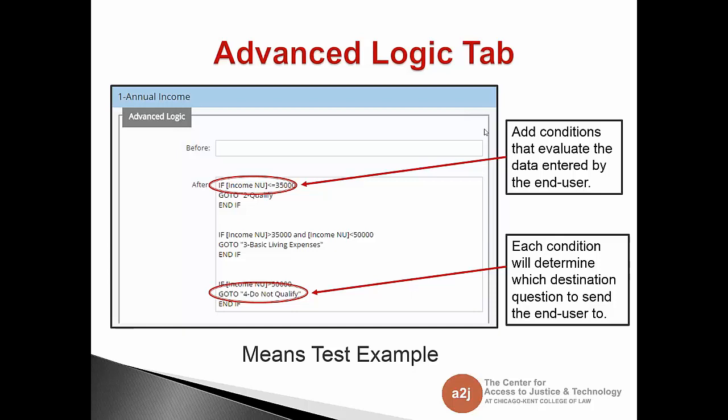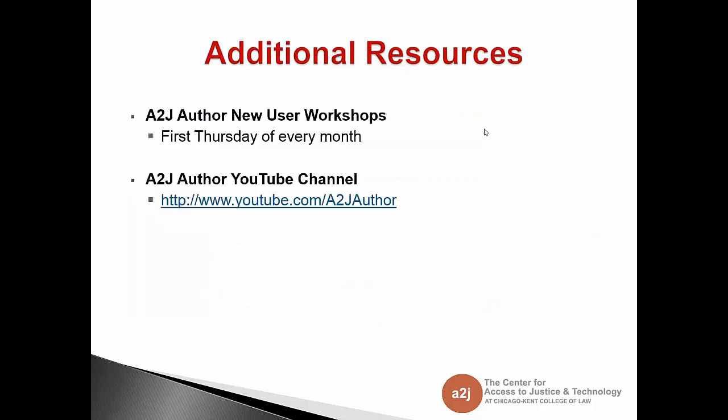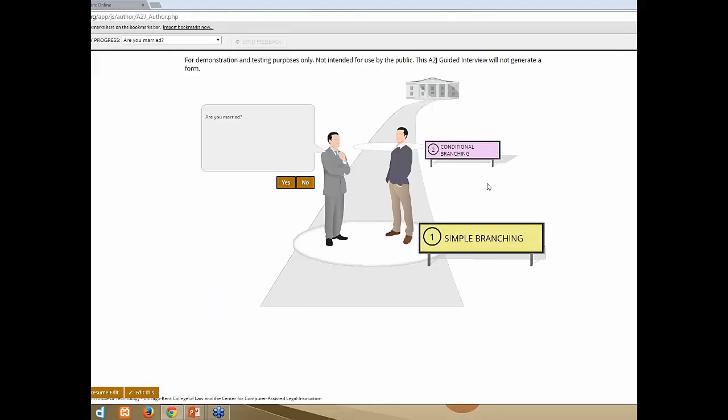So why don't I jump into a sample guided interview to show you how some of this works. Here's one I have put together for this session. And this question should look familiar to you all. That's a question asking if the end user is married. So if the end user selects yes, it'll ask for information about their spouse.